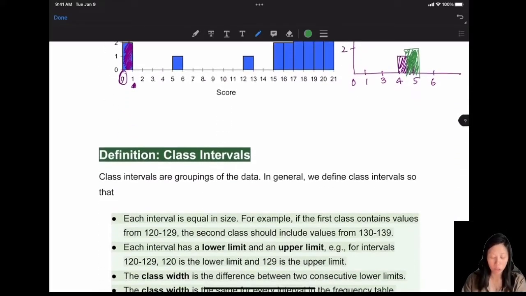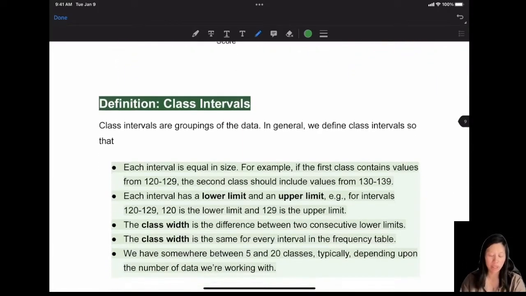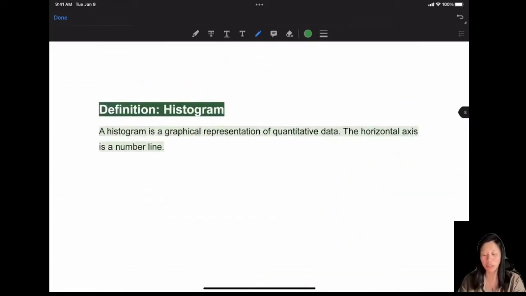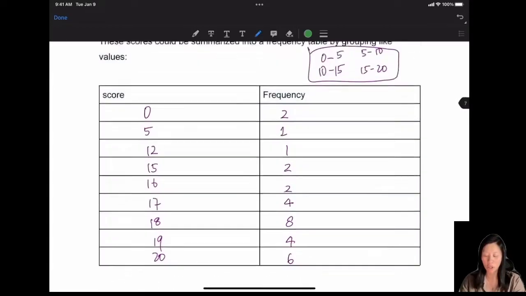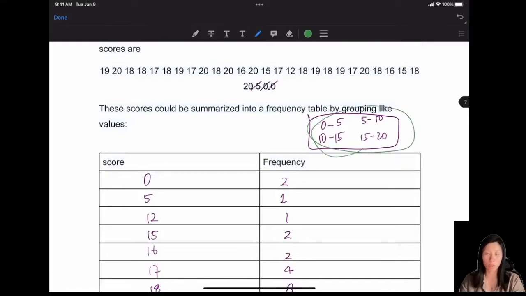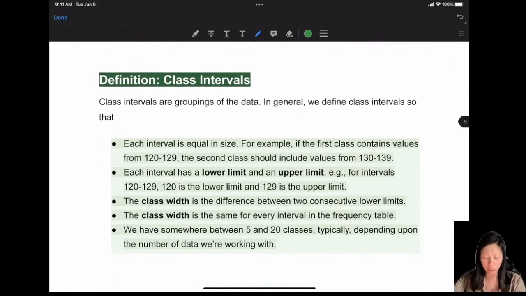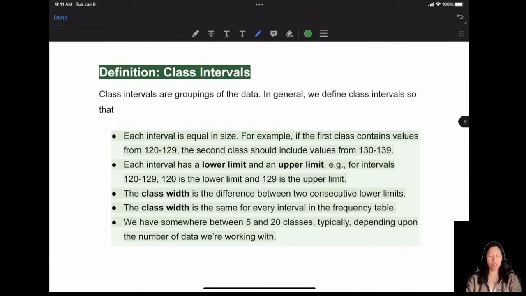Okay. So the class interval. The class intervals are our grouping of the data, like we talked about earlier. Instead of writing 1, 2, 3, 4, 5, 6, 7, 8, 9 data values, we can group it as like 4 groups. So each interval is equal in size. When you're grouping, let's use the same example. You know that the highest score is 20, so the range should be from 0 to 20.